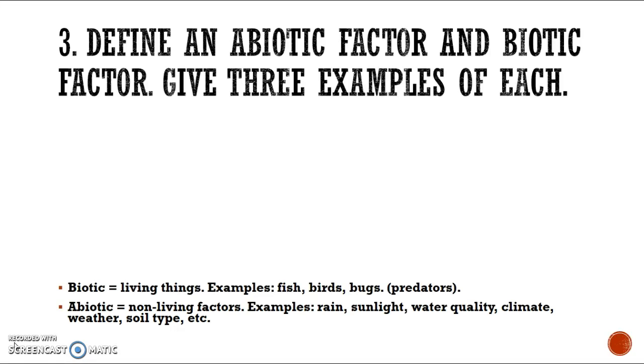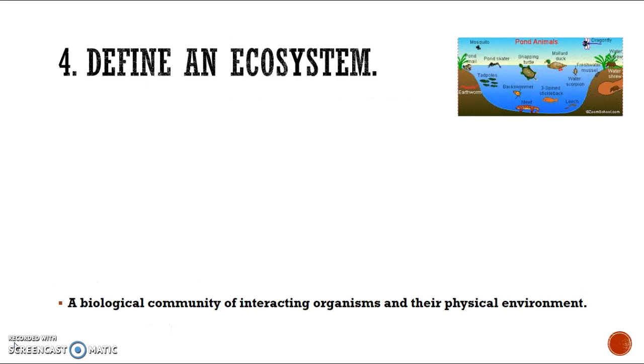Abiotic factors versus biotic factors, and 3 examples of each. Biotic is living things. Abiotic is non-living things. What are some of those living things? Oh, maybe it's a predator, a bird, or a bug. If it's a non-living thing, it might be something like rain or sunlight, water quality, soil types. There's a lot of things you could list for these. An ecosystem is a community of interacting organisms and their physical environment. That means abiotic and biotic factors.